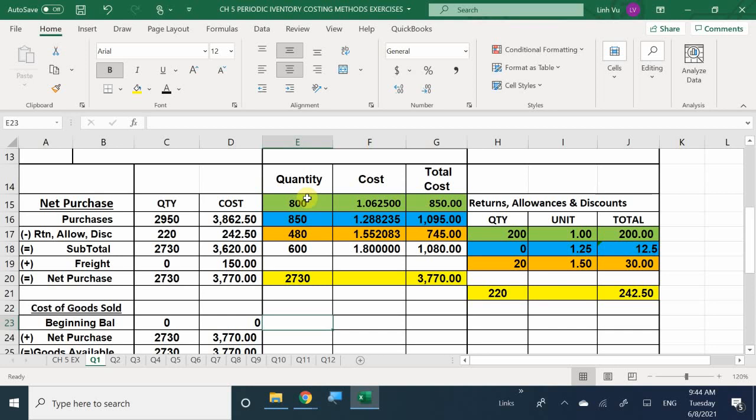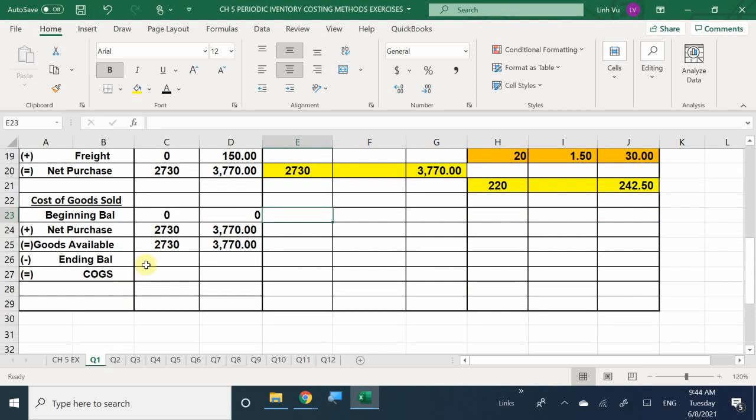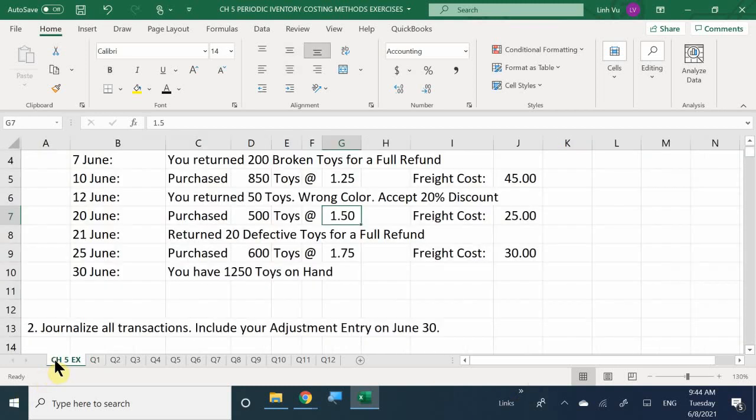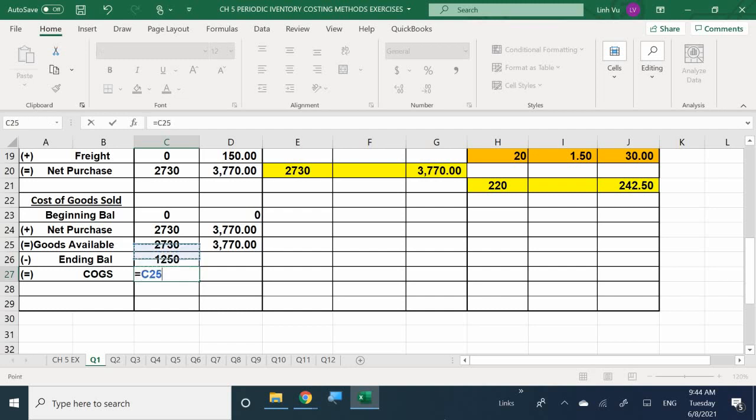This is also where I'm going to calculate my cost of goods sold. So, all right, let's take a look. What was my ending balance? $12.50. My ending balance is $12.50. So therefore, what is going to be my total goods sold? 1480.